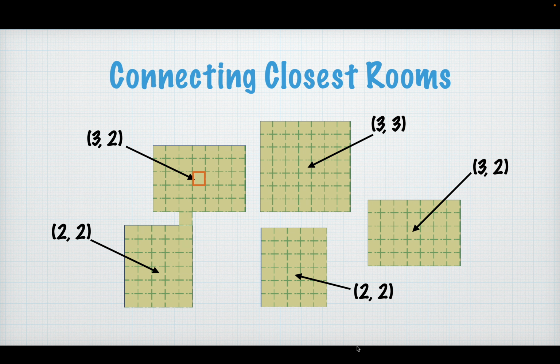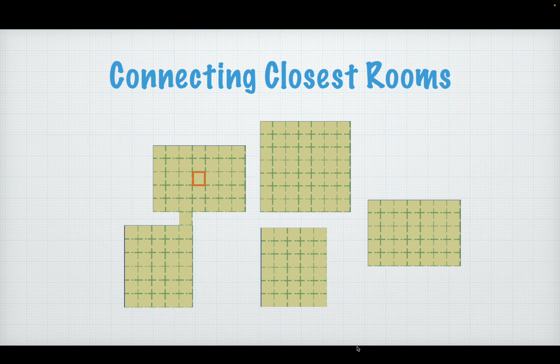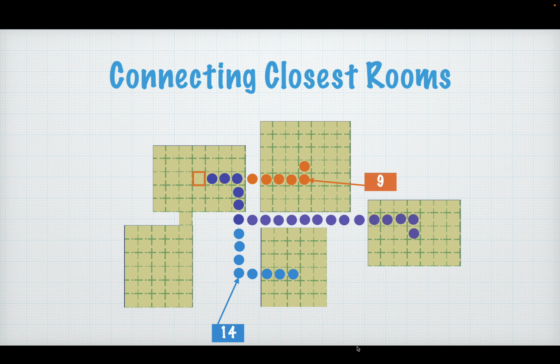Next, we need to ensure that every room is connected to at least one other room. To do this, we'll find the closest connected room to the current unconnected room. Let me show you what that looks like. So in this example, we have our room center here, and we're going to calculate the shortest distance to each of our unconnected rooms. So first, we'll have this one, which is a distance of 9. We'll have our second one, which is a distance of 14. And lastly, our third one has a distance of 20. So 9 is obviously the shortest distance, so we'll work on connecting that room first.